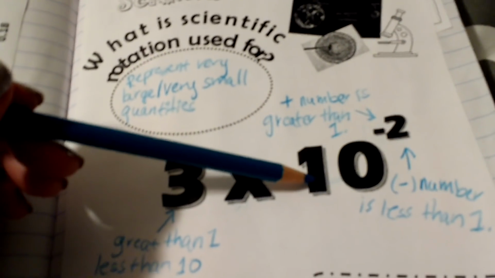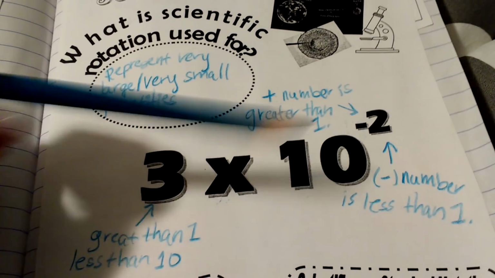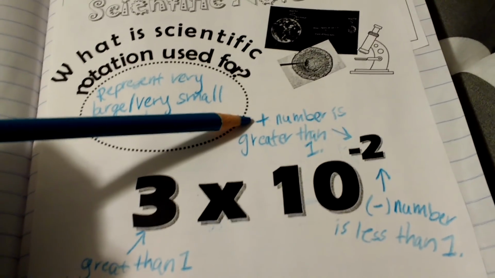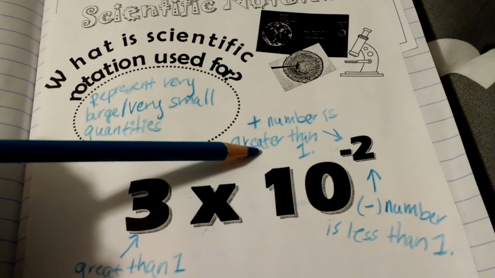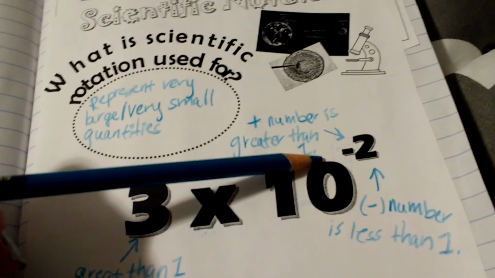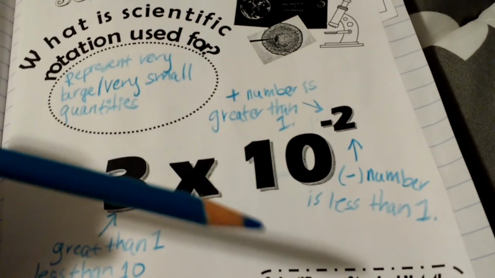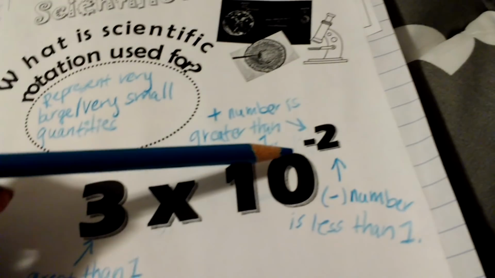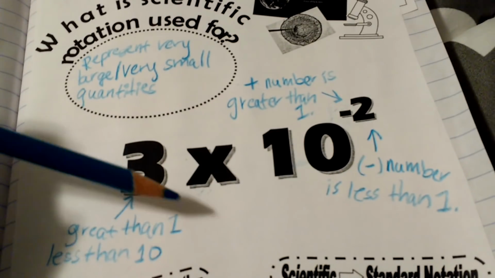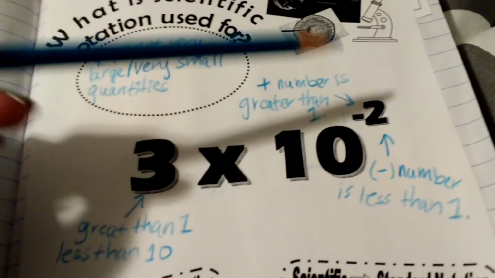And then times 10, because scientific notation is always used with a base 10, times 10 to some power. If that exponent is a positive number, it's going to be a number greater than 1. It's going to be large numbers. And if the exponent is negative, like this negative 2 is, it's going to be a number that's actually less than 1. So the negative exponents would be used for very small quantities, very small decimals. For example, the microbiologist might be using this. Positive exponents here would be for very large quantities.